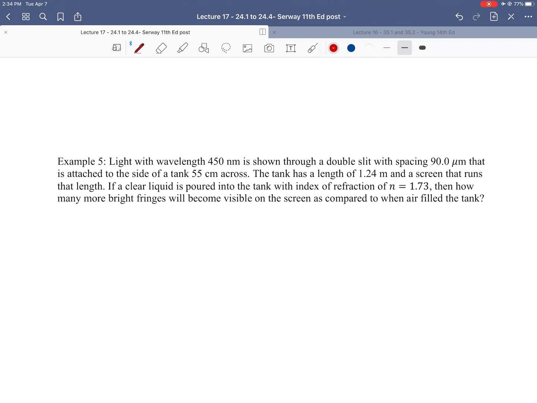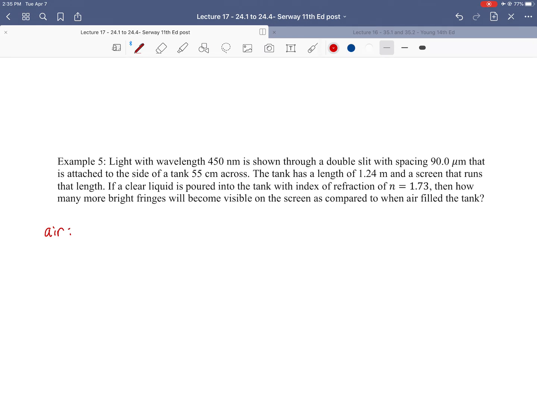The tank has a length of 1.24 meters and a screen that runs that length. If a clear liquid is poured into the tank with index of refraction n equals 1.73, then how many more bright fringes will become visible on the screen as compared to when air filled the tank? Okay, so the whole idea here is first we'll do it with air.